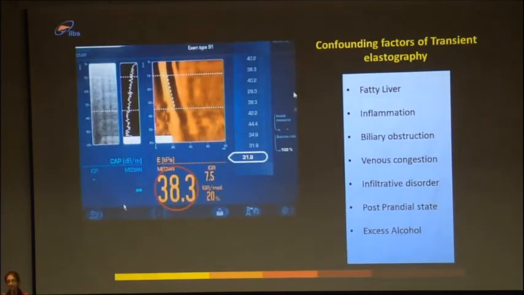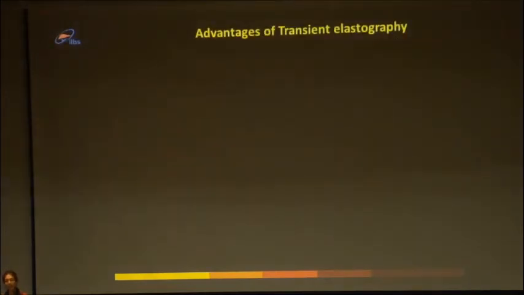What are the confounding factors for Fibroscan? A patient with fatty liver, that itself is a confounding factor for getting the right values for stiffness. Patient with inflammation, biliary obstruction, venous congestion, any other infiltrative disorder, postprandial state, and excess alcohol. So a patient coming with an alcoholic binge, if you send him for a Fibroscan, you're not going to get the correct value. So all these things need to be kept in mind when you're asking for a TE scan.